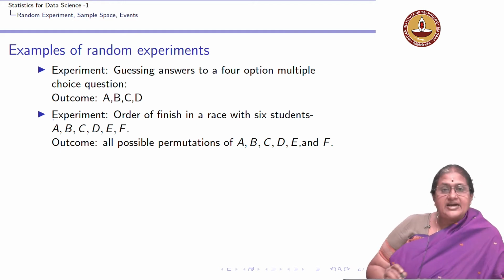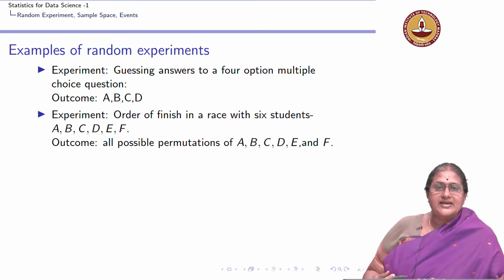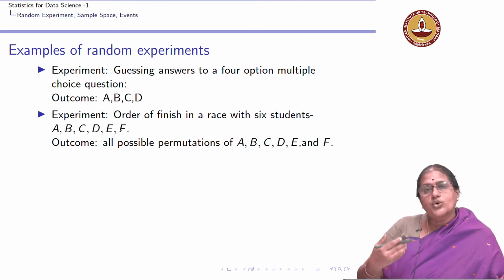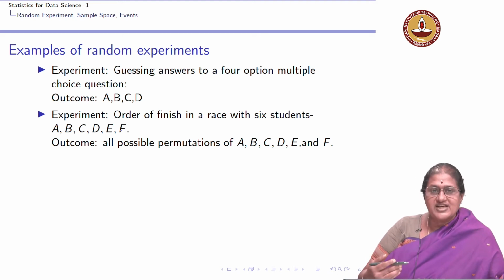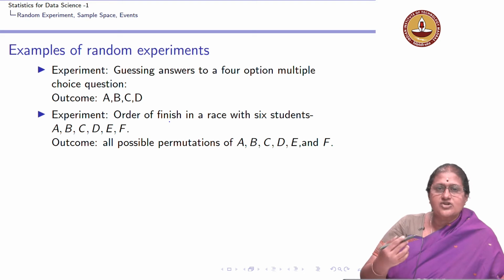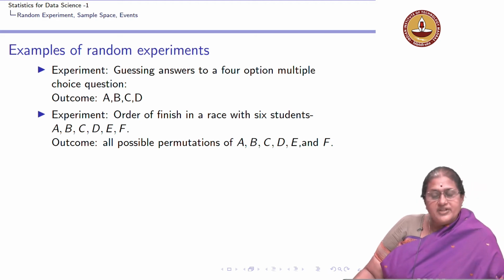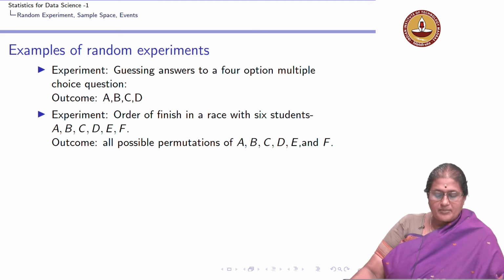Now, why is this a random experiment? Because when 6 people are competing in a race, I do not know who is going to come first or second. There is an element of uncertainty. We do not know who is going to come first, second, third, fourth, fifth and sixth. Any one of them could come first or second or any of the positions. So, the outcome is all possible permutations of the 6 students who are named A, B, C, D, E, F.